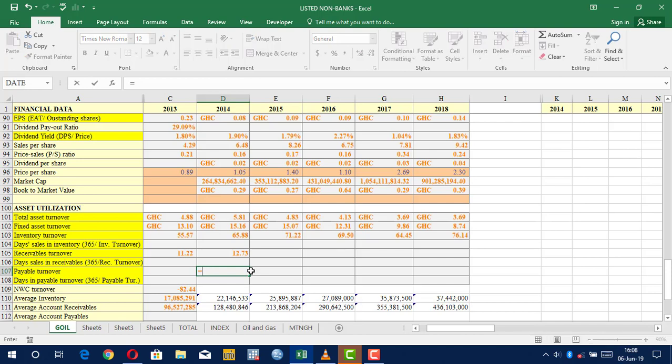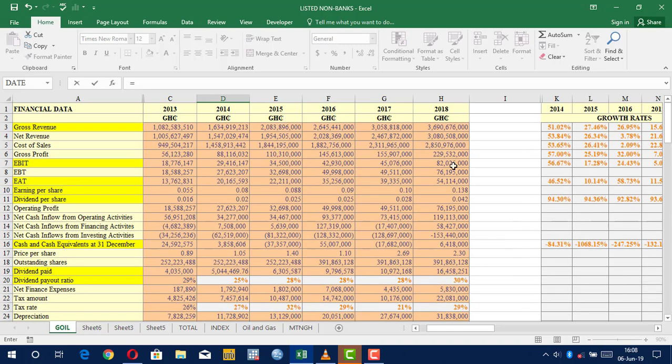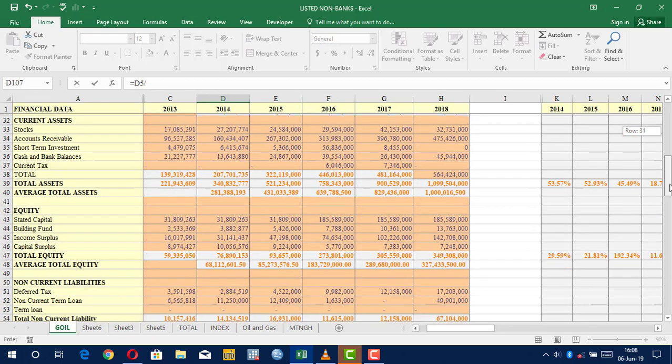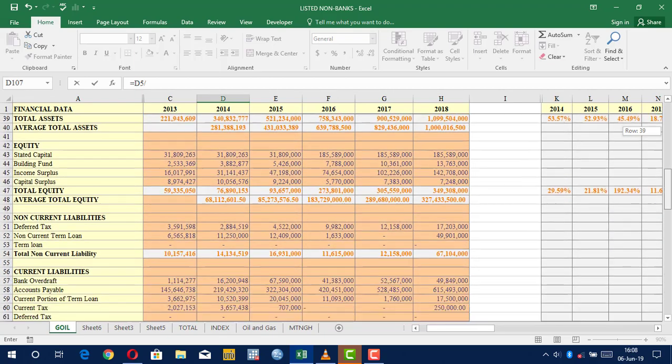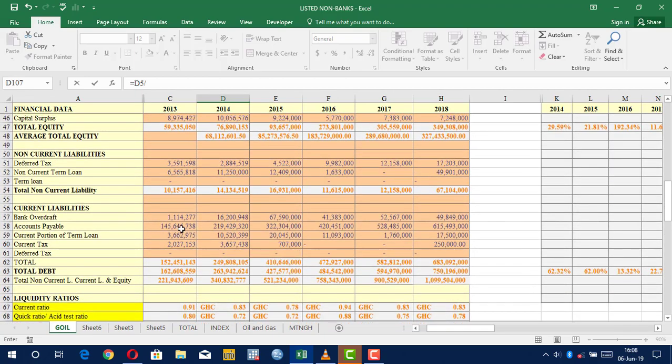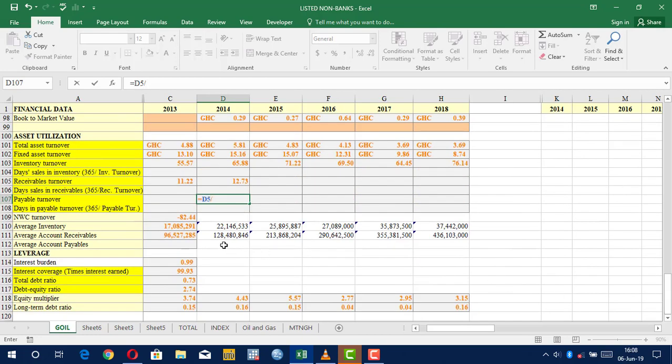All right, so the same way that we did for the receivables, it is the cost of sales over the average payable. So we look at cost of sales here over the average payable. So average payables, that is the account payable. So we need to find the average for 2014. Okay, so let's scroll down. We've already done that as well.